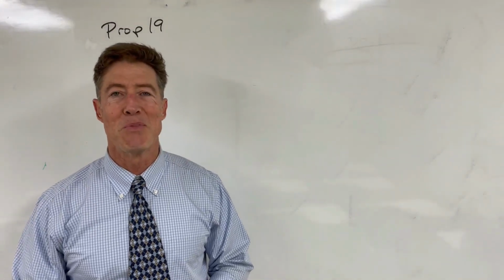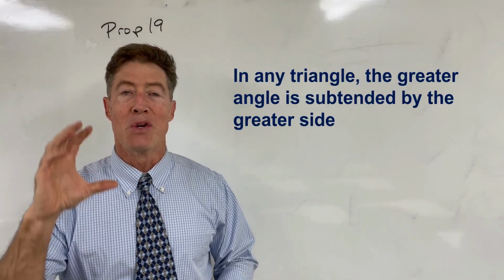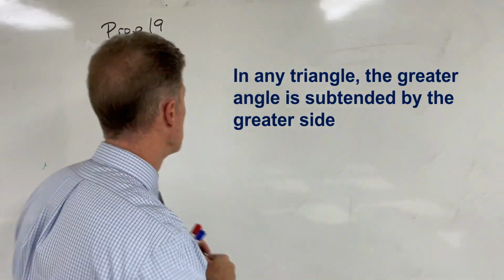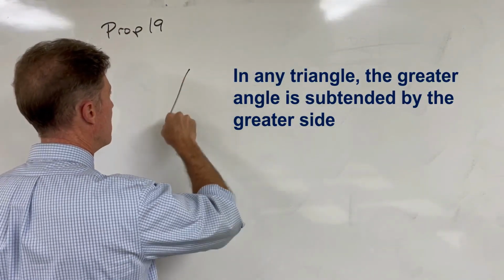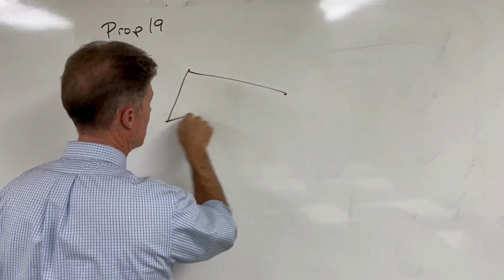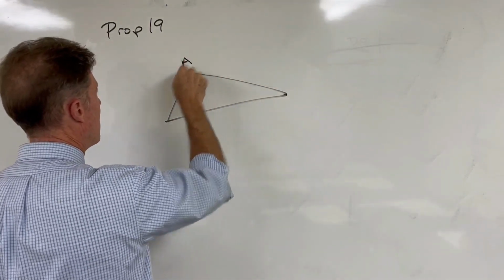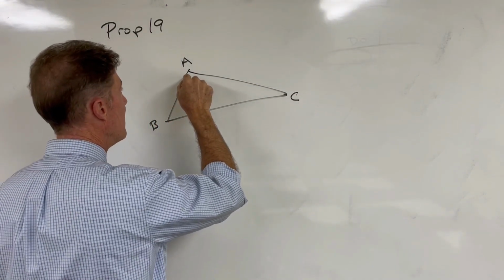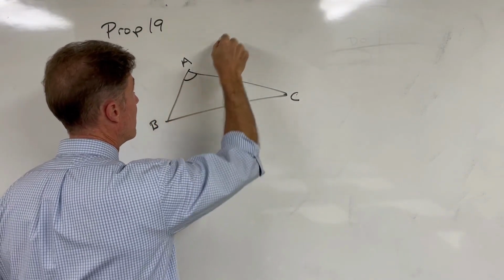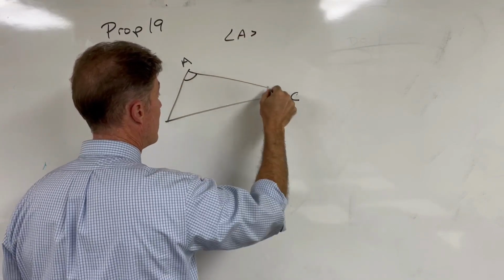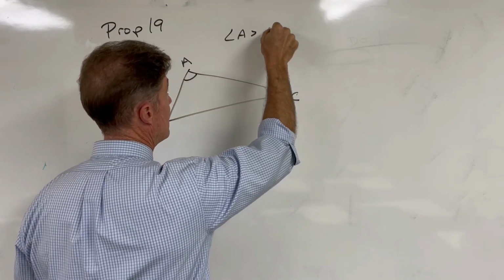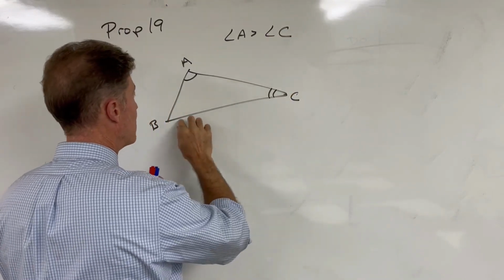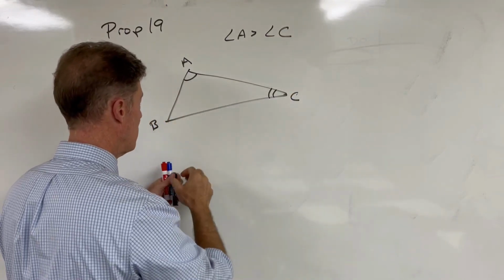Euclid's Elements, Book 1, Prop 19. The greater angle is subtended by the greater side. So if we have a triangle, called triangle ABC, and if it's given that the angle at A is greater than, say, another angle, the angle at C, then we're saying that the side that subtends the greater angle will be greater.